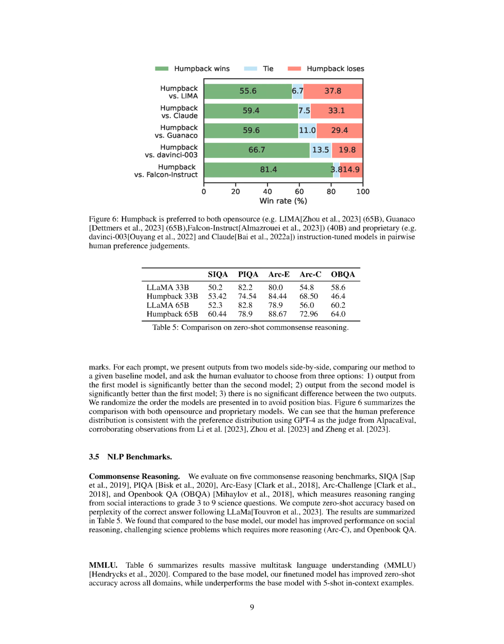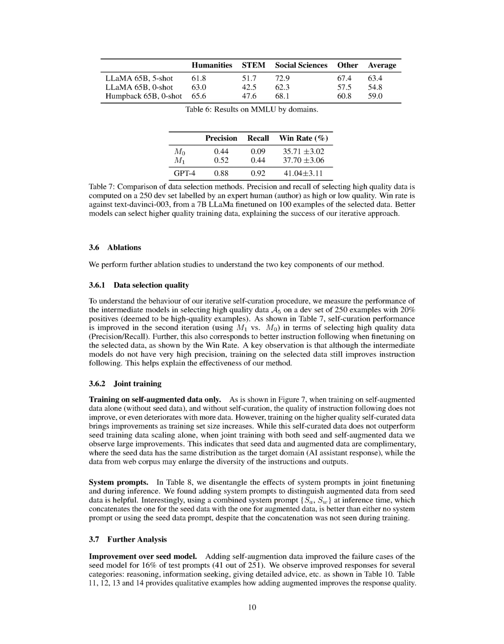In terms of massive multitask language understanding, MMLU, our fine-tuned model showed improved zero-shot accuracy across all domains. However, it underperformed the base model when given 5-shot in context examples. We also conducted further ablation studies to understand the 2 key components of our method. To understand the behavior of our iterative self-curation procedure, we measured the performance of the intermediate models in selecting high-quality data on a development set of 250 examples with 20% positives, considered to be high-quality examples.